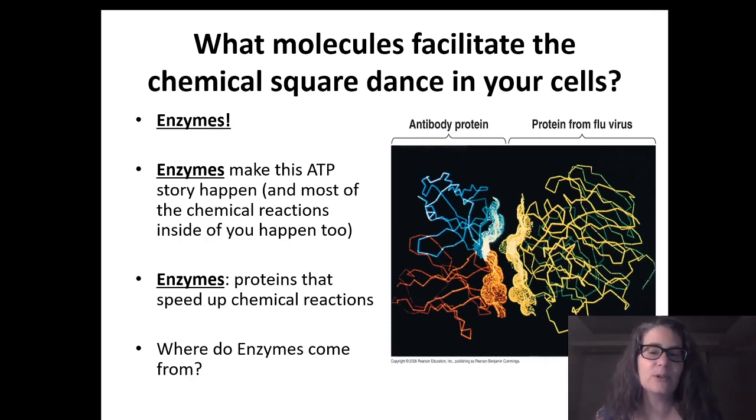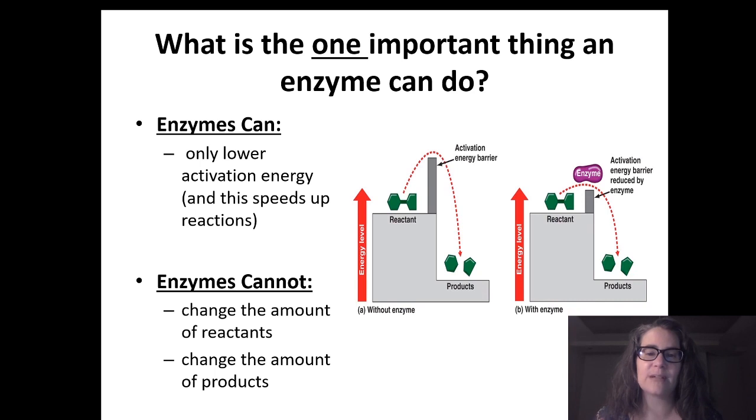Again, enzymes are proteins that speed up chemical reactions. So how do they do this? How do they speed up a chemical reaction? Enzymes really do one important thing. Enzymes lower the activation energy of reactions, and by lowering activation energy, it causes these reactions to go faster.